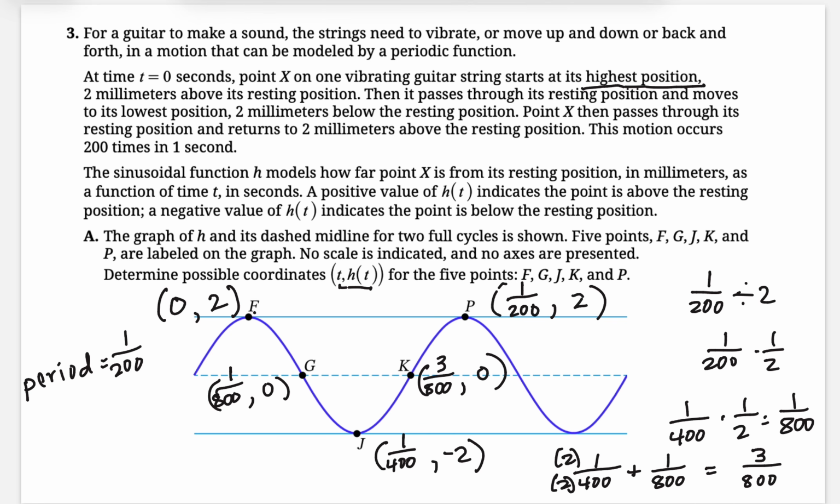The other way to think of it is G is at 1 over 800. You could write J as 2 over 800, or you could write P as 4 over 800. You don't need both of those. You need to pick which one you want, but they will take any equivalent answer. So you could write it as 2 over 800 or 1 over 400, and you're going to get it right either way.